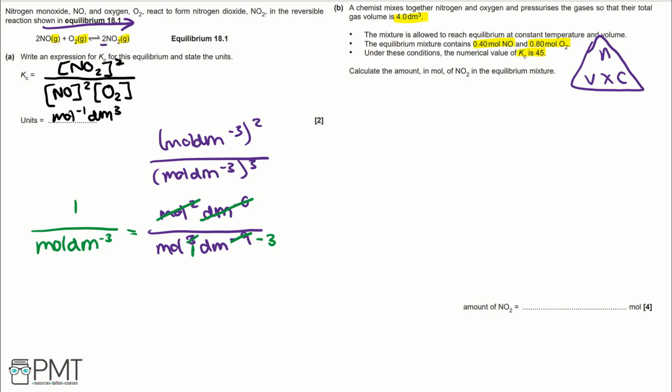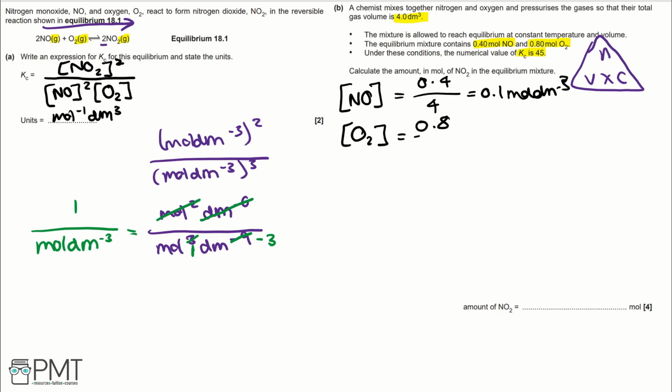If we begin by working out the concentration of nitrogen monoxide, that would be 0.4 divided by 4, which gives us 0.1 moles per decimeter cubed. The same thing can be done to work out the concentration of oxygen, and that would be 0.8 divided by 4, which gives us 0.2 moles per decimeter cubed of oxygen.